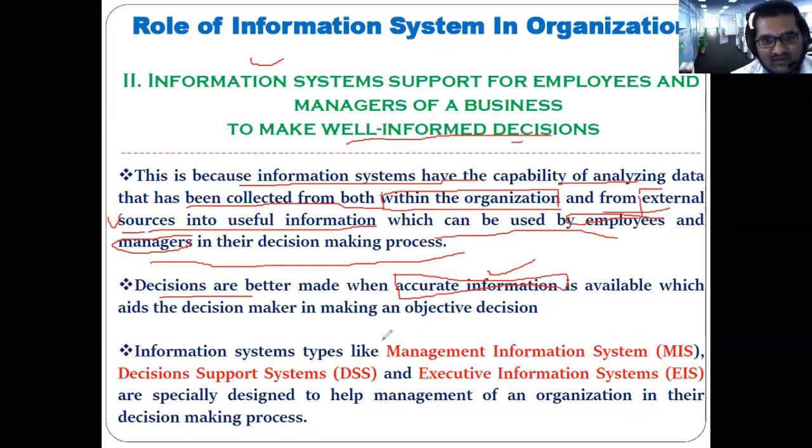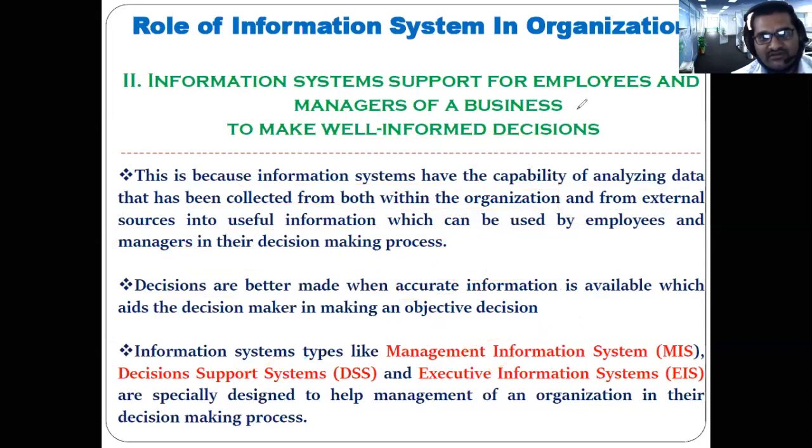Now, for such support or role performed by the information system to make well-informed decisions, three important kinds of information system are utilized, which we have already discussed: management information system, decision support system, and executive information system. With the help of these three, the information system can support managers, whether from the middle level or the top level. Now what we have to discuss here is which kind of decision is supported, and how.